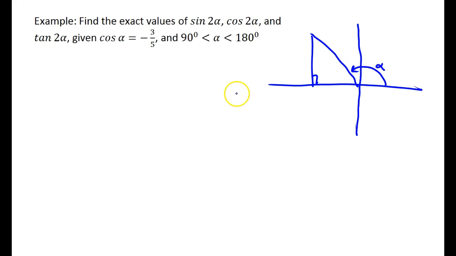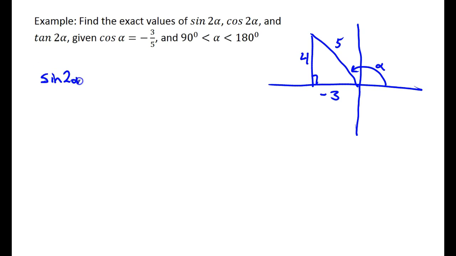And since the cosine of alpha is negative 3/5 and cosine is adjacent over hypotenuse, that means I have those two pieces of the triangle. You may recognize that this is a Pythagorean triple, or you can use the Pythagorean theorem, but this side is going to be 4. So now we have all the pieces we need. Now, we're going to just use our formulas.